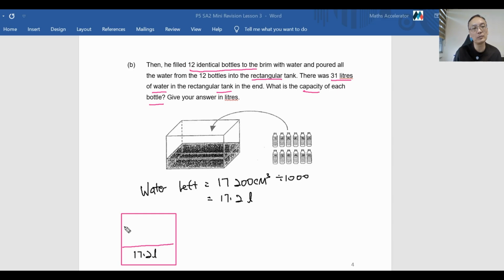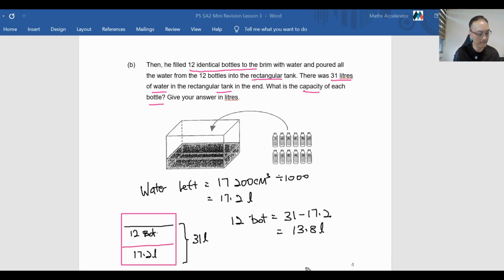Then we added 12 bottles of water. Let's write over here, 12 bottles. And now we have 31 liters. So now our first job is to find the volume of these 12 bottles. So we'll take 31 minus 17.2 and we will arrive at 13.8 liters.